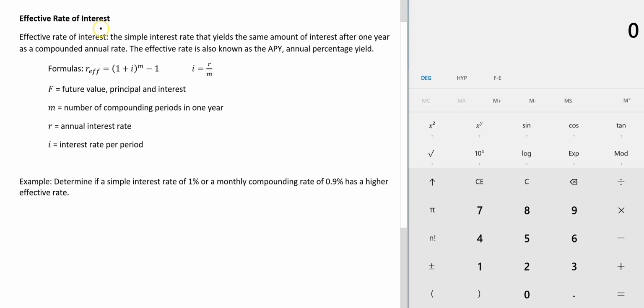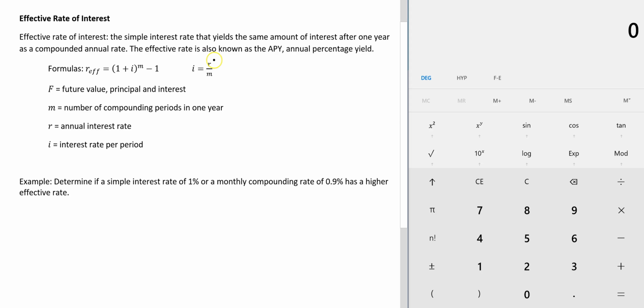Effective rate of interest. The effective rate of interest is defined as the simple interest rate that yields the same amount of interest after 1 year as a compounded annual rate. So for example, if I have a 2% compounding account that compounds monthly, I'm actually going to earn more than 2% interest. And this formula allows us to determine how much interest that is.